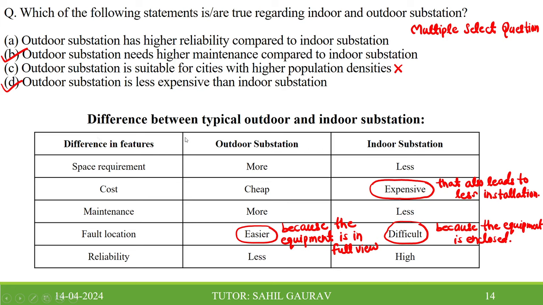And you can see the difference between a typical outdoor and indoor substation. The space requirement is more in an outdoor substation, and an indoor substation requires less space. The cost of establishing an outdoor substation is cheaper than an indoor substation. That's why we see more outdoor type substations. The maintenance requirement is more for outdoor substations, since they are more fault prone, and fault location is easier because we can see the equipment very easily, while fault location is a little more difficult in indoor substations because the equipment is enclosed. Reliability for an outdoor substation is less than for an indoor substation.